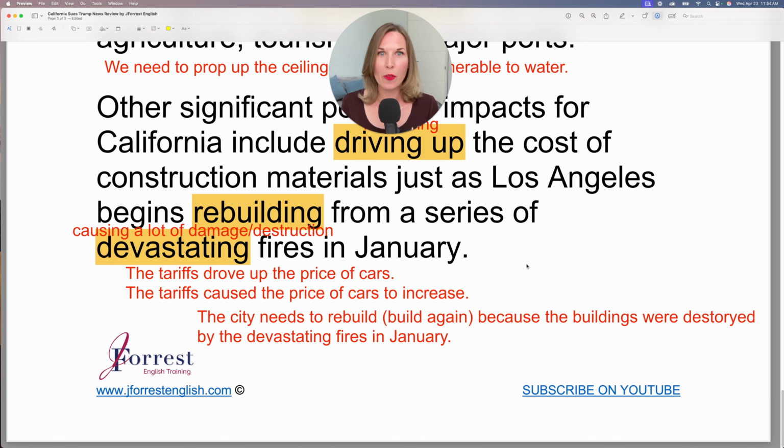Now that's the end of the article. What I'll do now is I'll read the article from start to finish, and this time you can focus on my pronunciation.